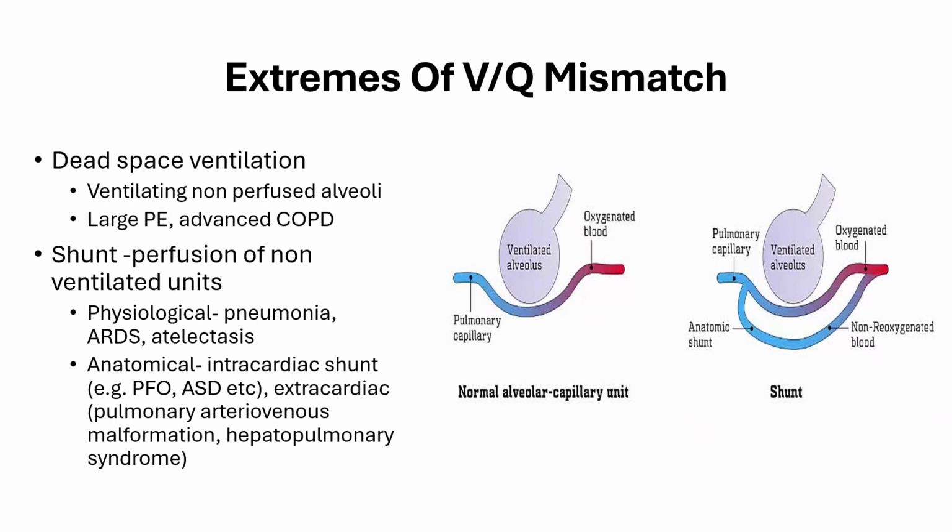Again, some of the causes of physiological shunt include pneumonia, acute respiratory distress syndrome, and atelectasis. And anatomical shunt can be due to intracardiac shunt, such as, for example, patent foramen ovale, or extracardiac pulmonary shunt, such as pulmonary arteriovenous malformation and hepatopulmonary syndrome.